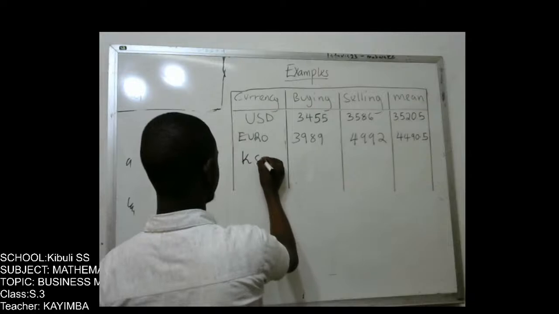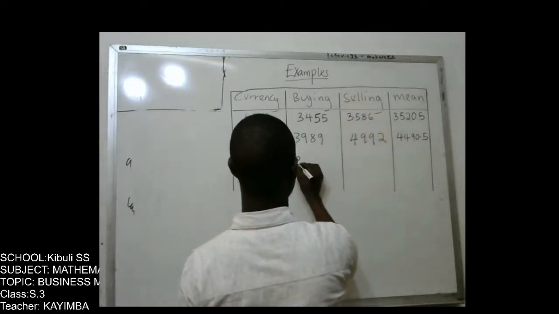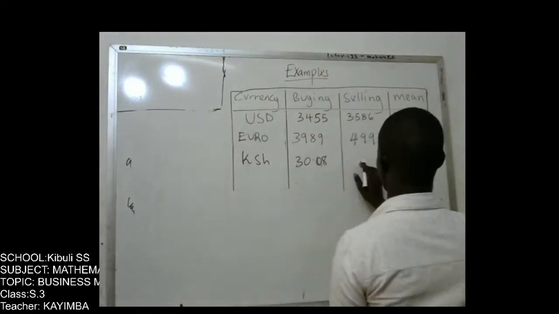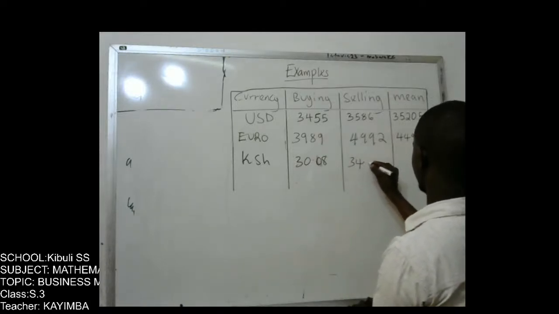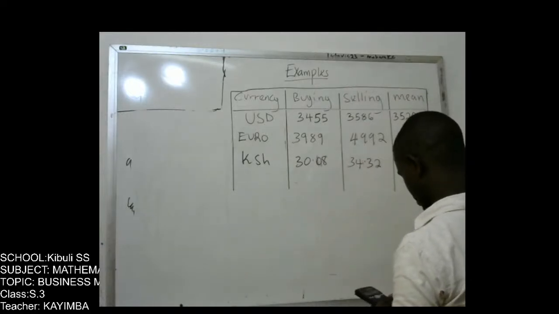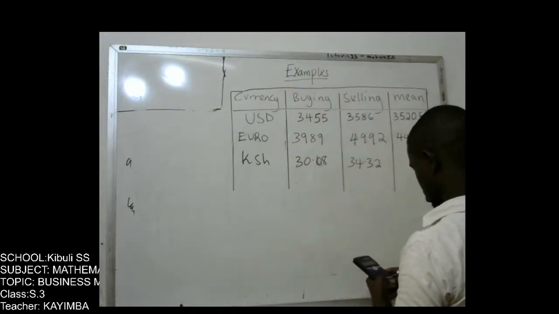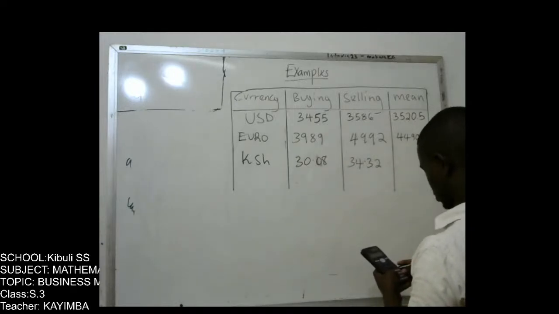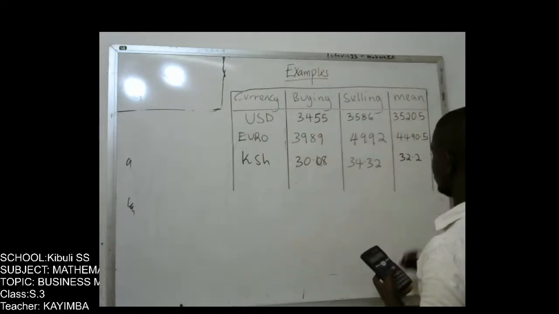Kenyan shillings, it is 30.08. And then here? 34.32. What is the answer? 30.08 plus 34.32, so it's going to be 32.2. You have that also.